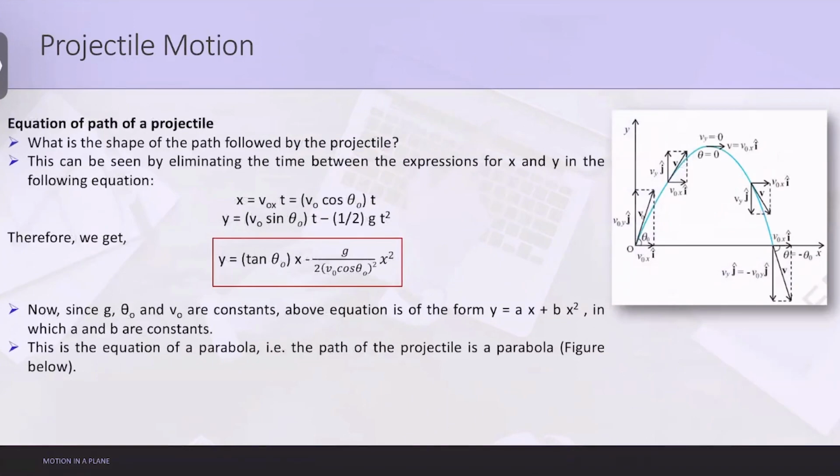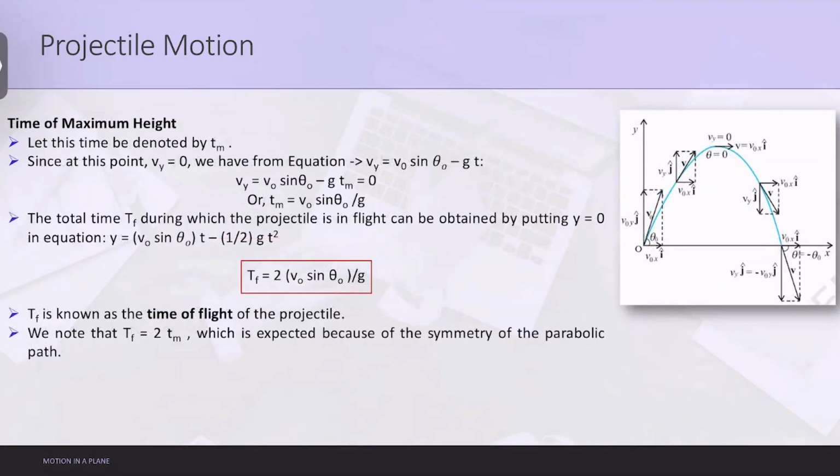In the further discussions, we found that the equation of path of the projectile is y = tan θ0 x − g/(2 v0² cos² θ0) x². Here the coefficients can be said to be constant values, because g is constant, v0 is constant for a projectile, and cos θ0 and tan θ0 are also constant. Hence, this can be written in the form y = ax + bx², where a and b are constants. You will get to know further in the mathematics classes that this is nothing but the equation of a parabola. That is, the path of a projectile is a parabola.